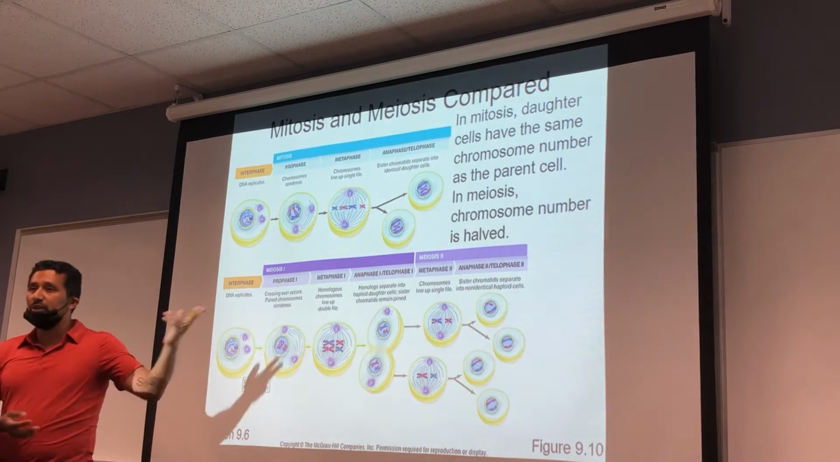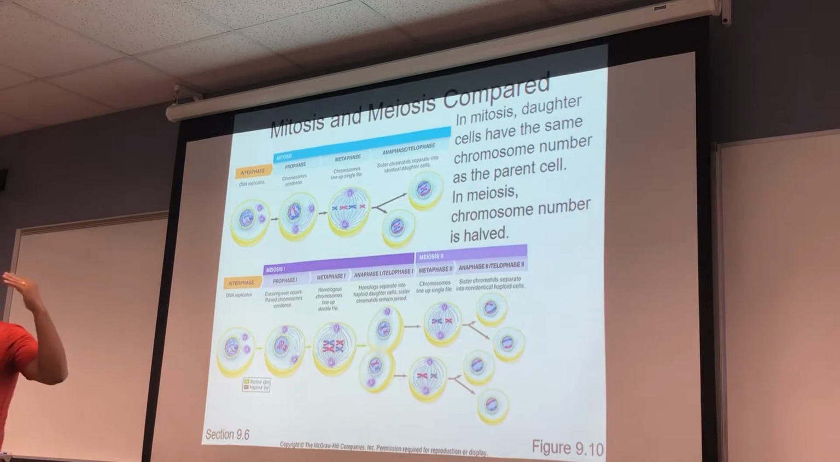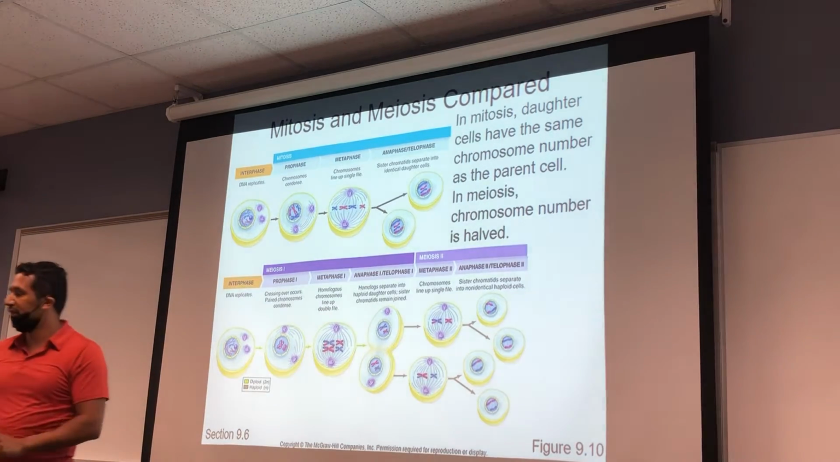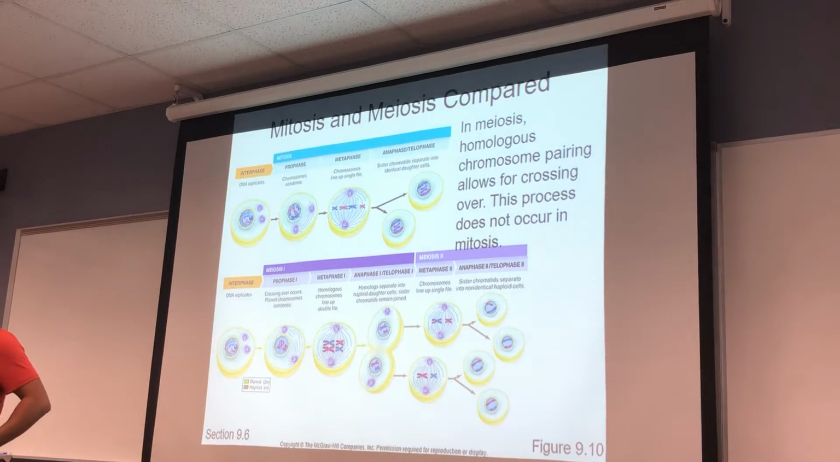Okay. Mitosis, 2 daughter cells. Meiosis, 4 daughter cells. Mitosis, genetically identical. Meiosis, they're going to be different. Okay. There's going to be genetic variation. They're going to be different among the cells and different from the parent cells.